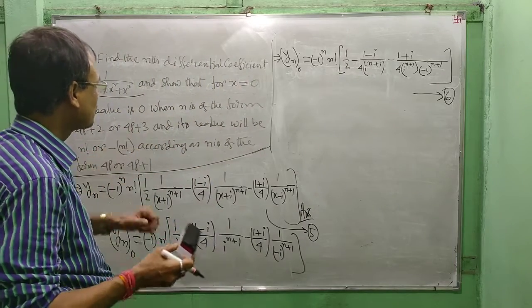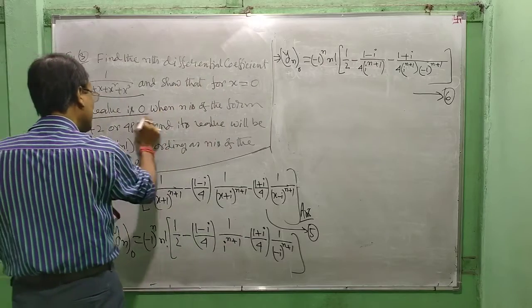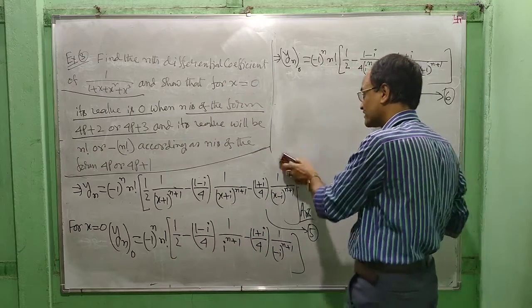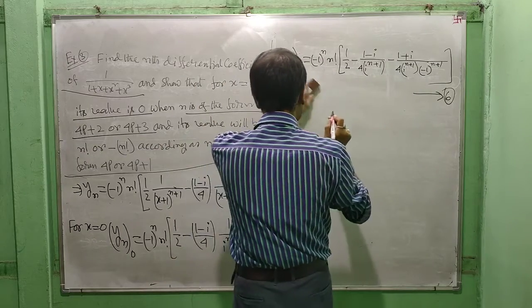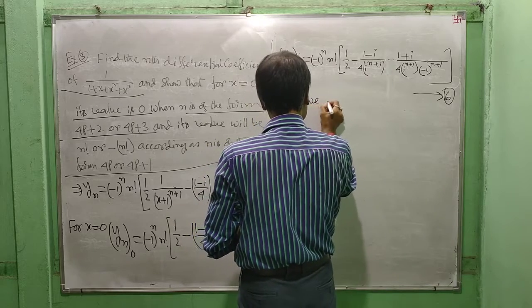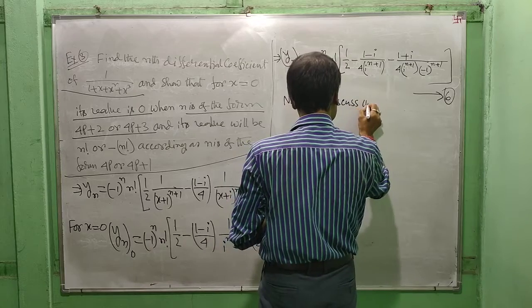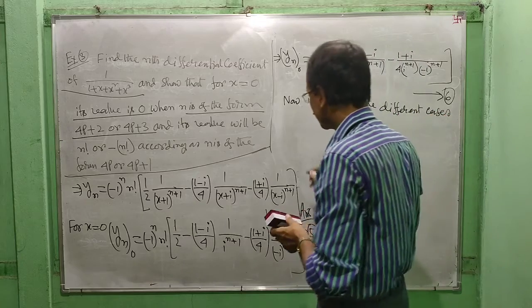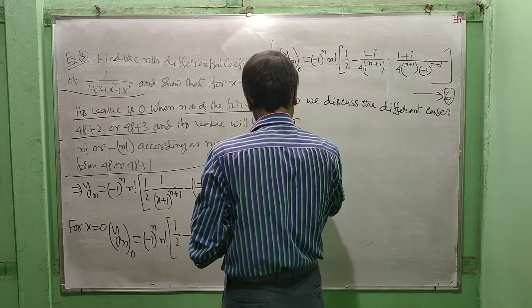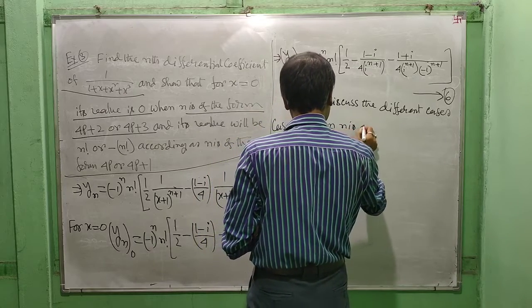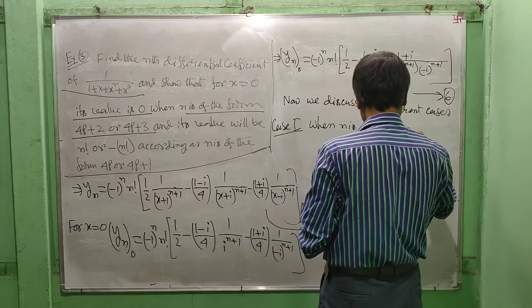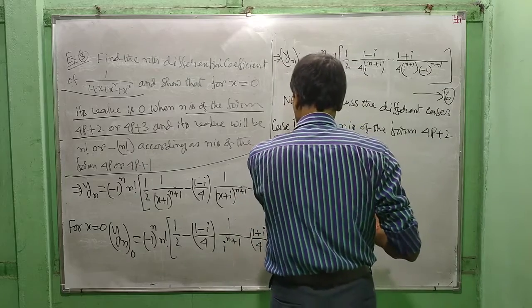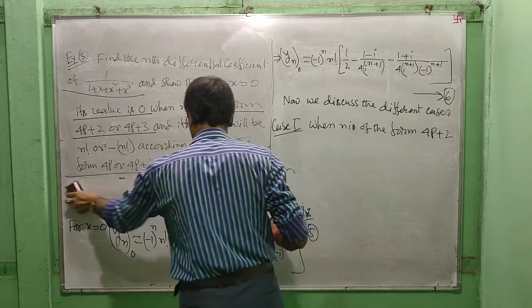Now we discuss the different conditions. The value is 0 when n is of the form 4p plus 2 or 4p plus 3. Now we discuss the different cases. Case 1: when n is of the form 4p plus 2.